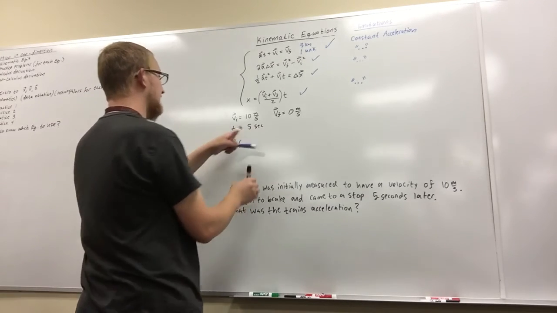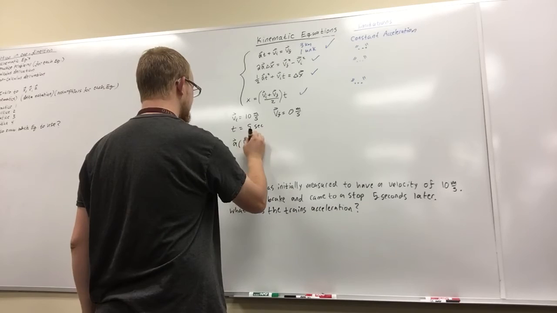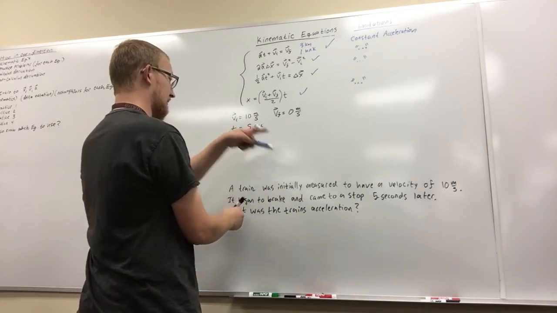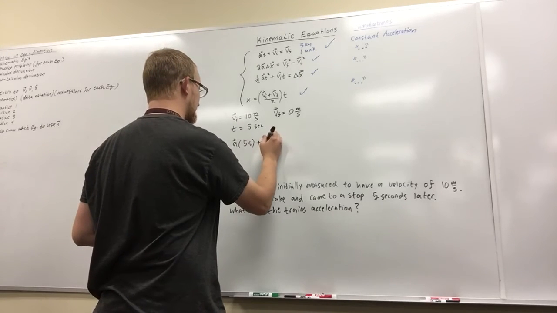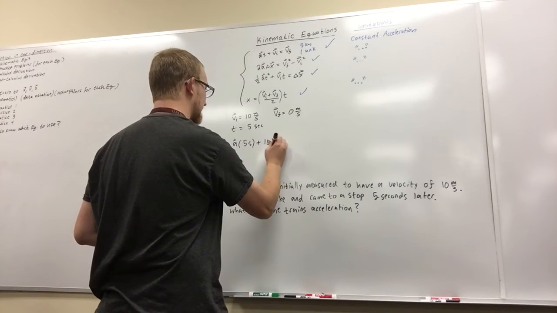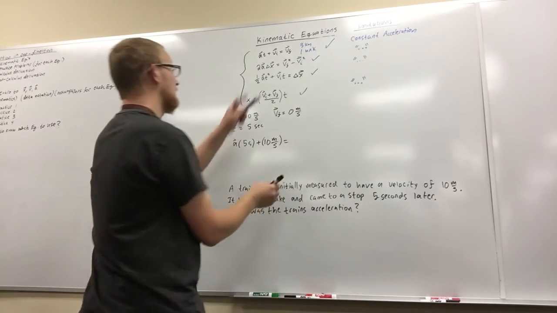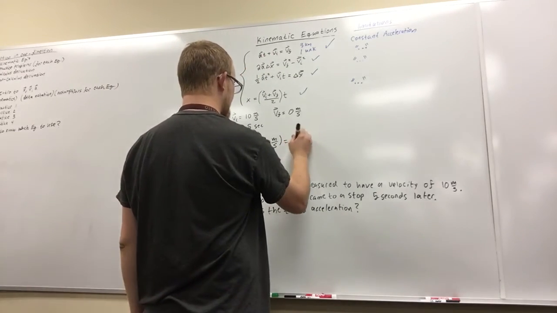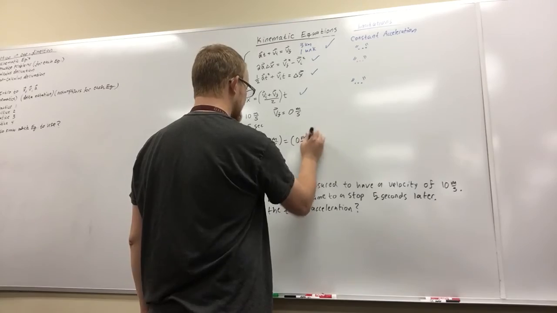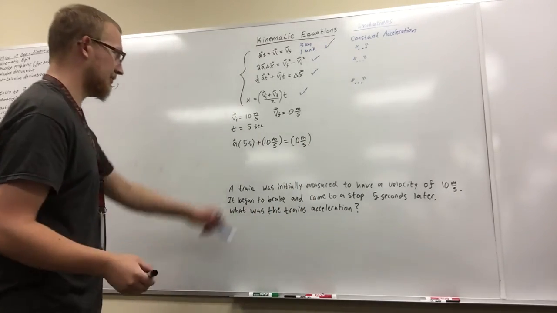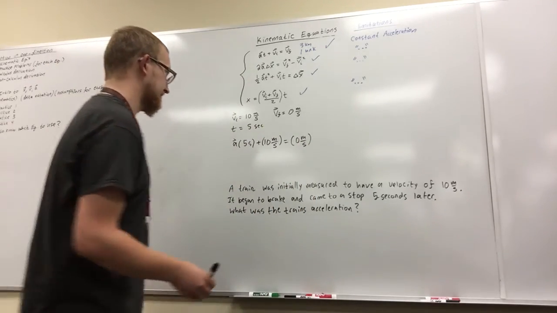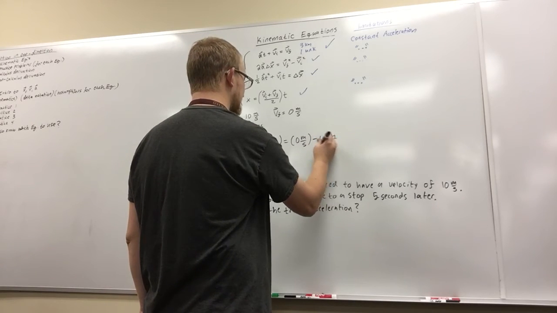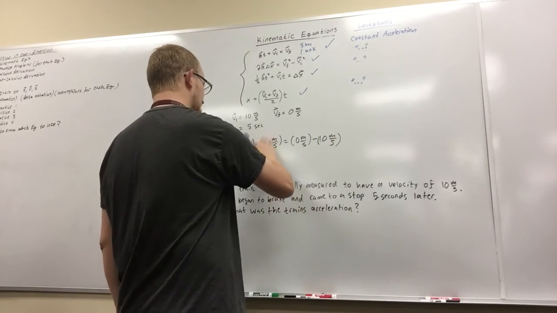Alright, so acceleration times time, which it took 5 seconds, plus V initial, which we extrapolated from the problem was 10 meters per second, equals V final, which from the problem it came to a stop. That means 0 meters per second is V final. So what we can do is subtract 10 meters per second from both sides.